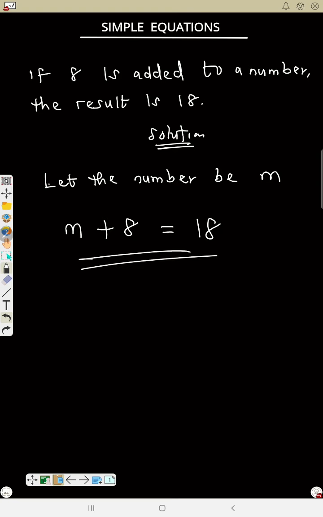So I've interpreted. Now I will send a question, the one you will try. After, we will proceed with how to solve simple equations of any form.